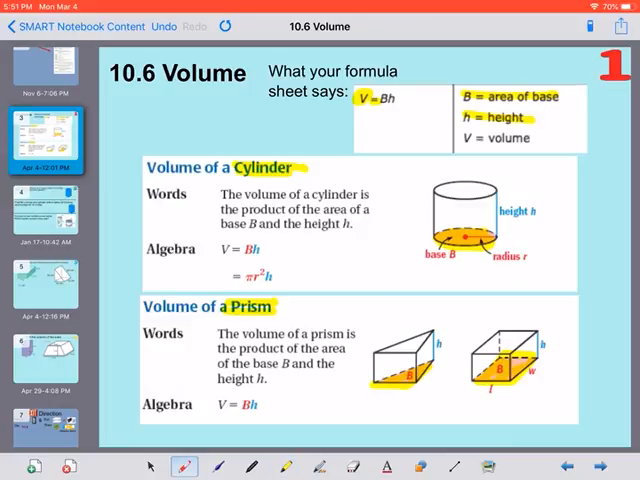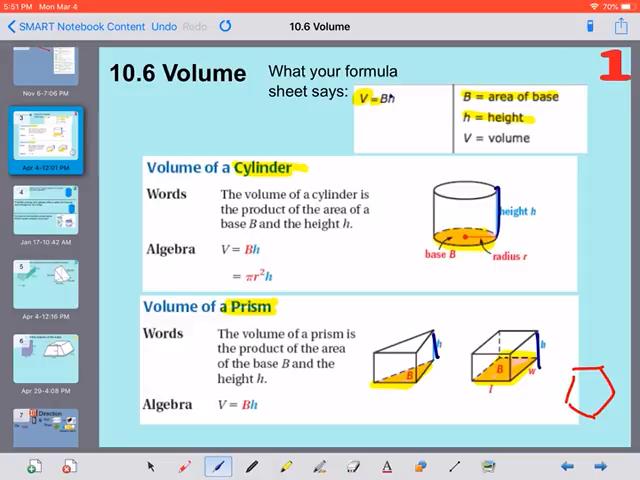We name a prism based on the shape of the bottom. So if we had a pentagon with 5 sides, and that was a prism, we would name that a pentagonal prism, and so on. So we find the area of the base, and then we just multiply it by whatever our height is, or how tall our shape is. And that's the same for each.